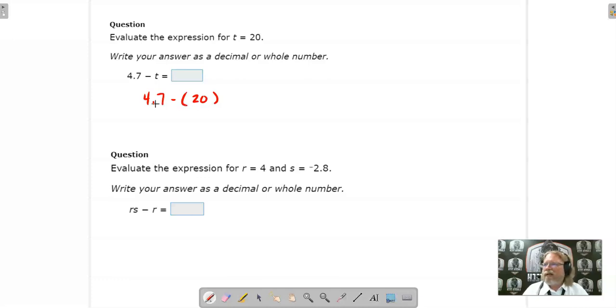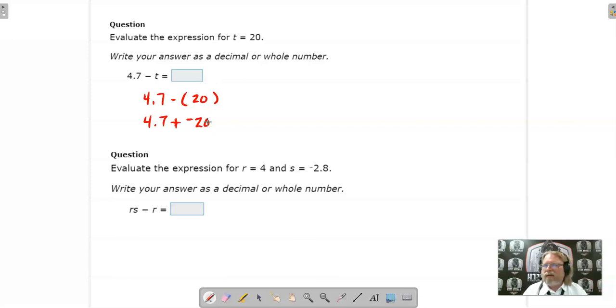Now, this is a positive minus a positive number. However, I kind of like the idea of 4.7, and I'm going to change the subtraction to addition. You've probably seen me do this before in other videos. And then I'm going to take the opposite of 20 and get negative 20.